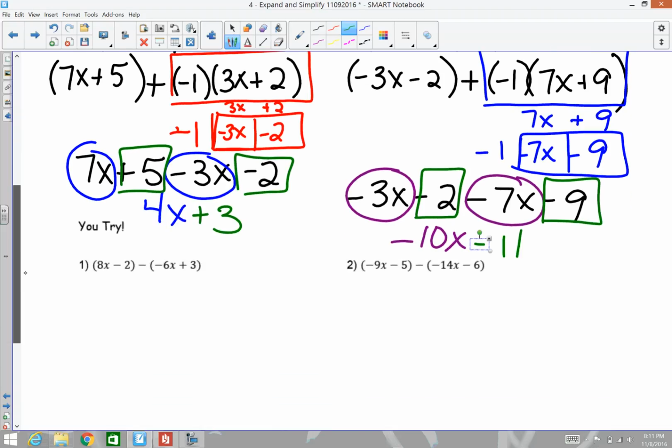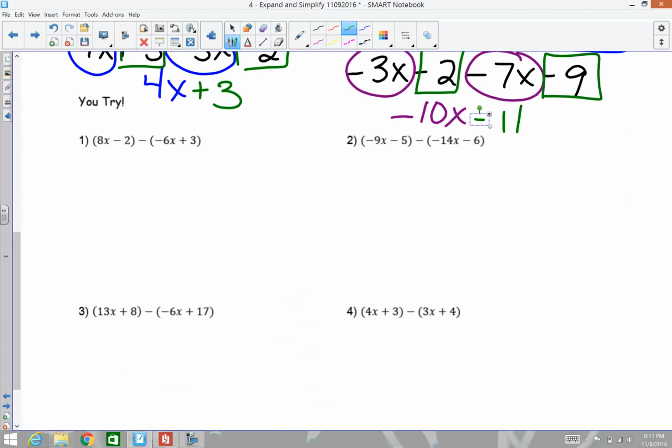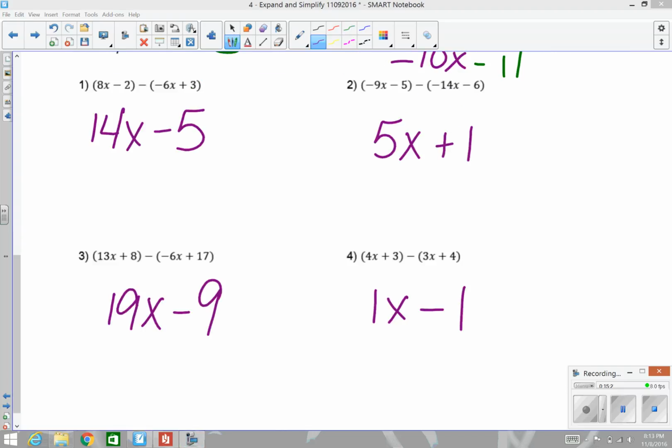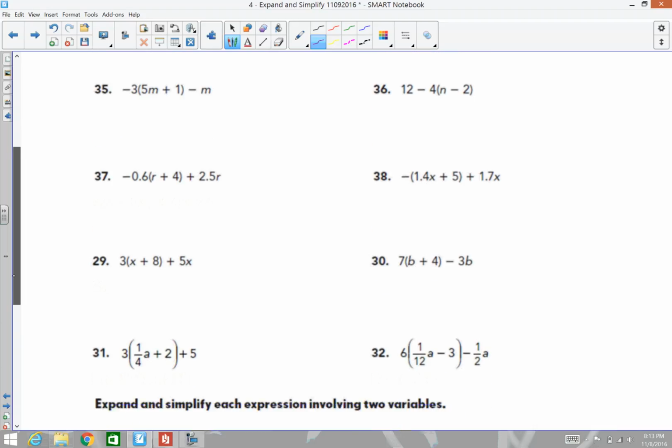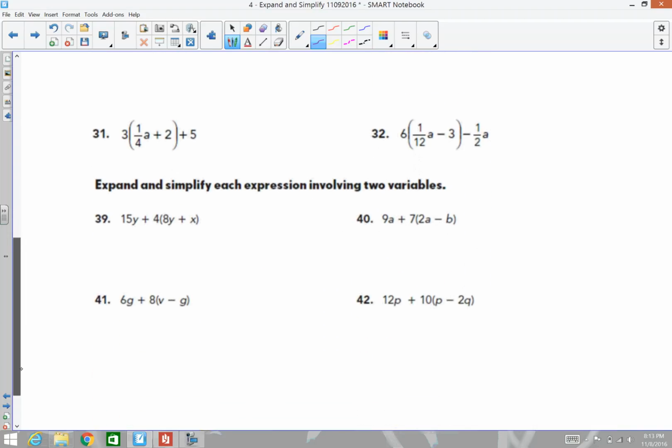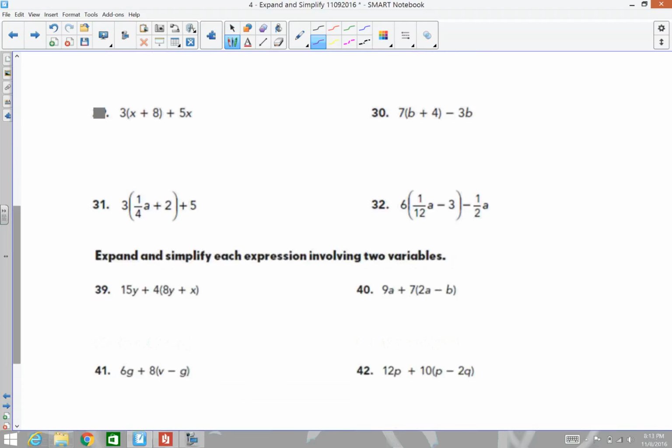When you're done, go ahead and try examples 1 through 4. Pause the video, come back when you're ready. Okay, now that you tried these on your own, how did you do? Fix any mistakes you may have made, and then you have some extra practice. You certainly do not need to get through all of these, but give a few of them a try, enough to feel comfortable with today's topic.